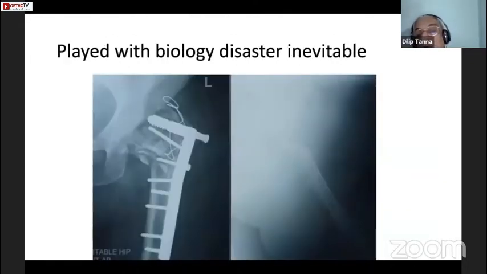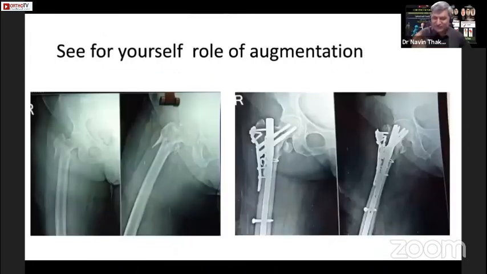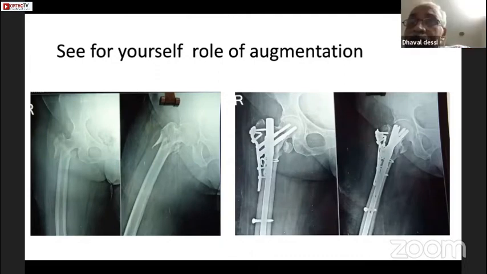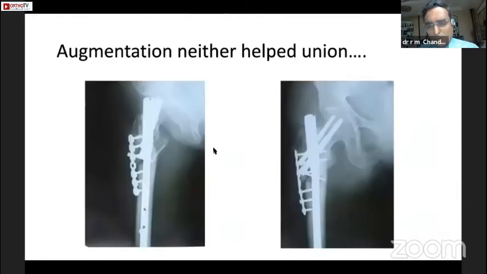You are showing badly done operations. Yeah. Based on surgeon, implant, placement, reduction, then we discuss. Then I'm coming to good reduction, good stability. Naveen bhai. Yeah. So this is a surgeon who thought of lateral wall augmentation. You will see the good reduction, good stability, and it did not hold.